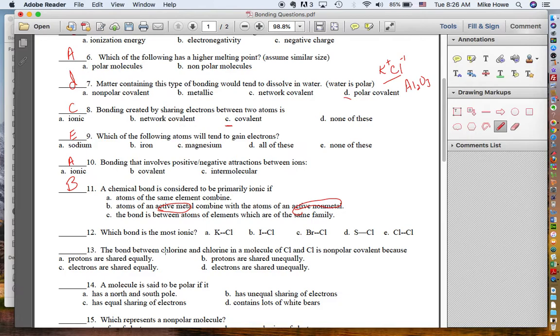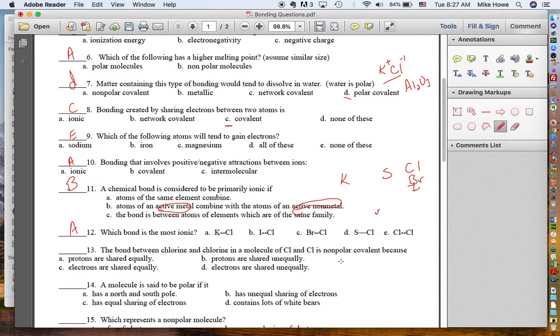Most ionic would be the ones that are furthest apart on the periodic table, because once again, you're looking at active metal, active nonmetal. So you look at the periodic table, K is over here, Cl is over here. Those are the furthest ones apart. Iodine's down here. Bromine's in between them, in between the bromine and the iodine, that is. And sulfur's over here. Of course, so obviously the ones that are furthest apart are K and Cl. So that's A.